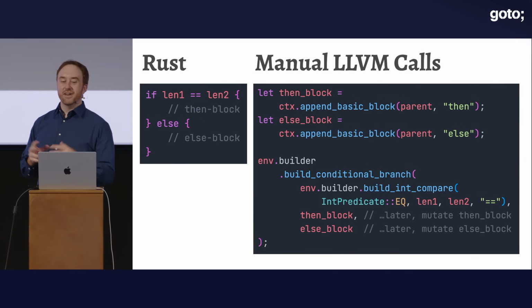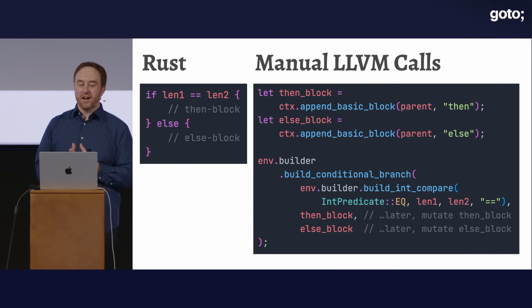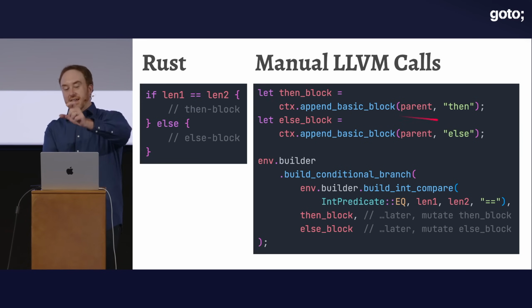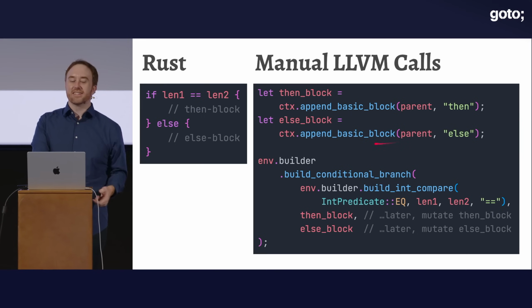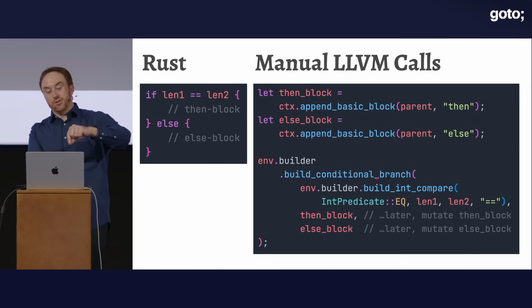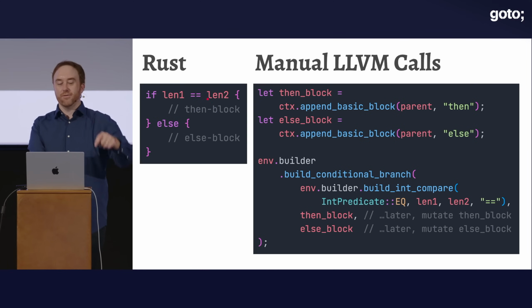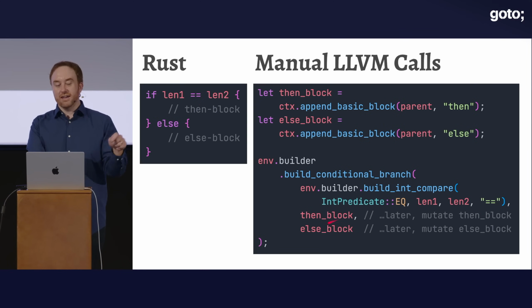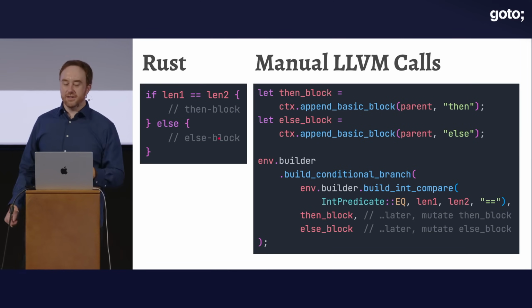This is also Rust code. This is the Rust code that generates the LLVM calls. This is something I took out of the Rock compiler. So we have let then block equals context.append basic block, parent then, else block equals context.append basic block. You can see where the verbosity and the ceremony is coming up here. env.builder.build conditional branch. This is our if. Build int compare. So we have to say, okay, we're going to compare these two for equality. Int predicate eq, len1, len2, and then double equals. And we have the then block and the else block, and later on these are both going to get mutated with the contents of whatever goes in here. So that was if-then-else in manual LLVM calls.